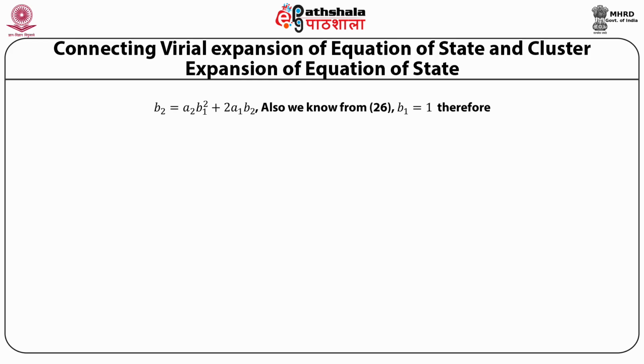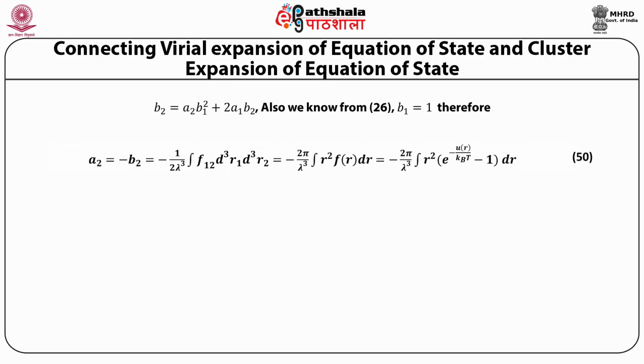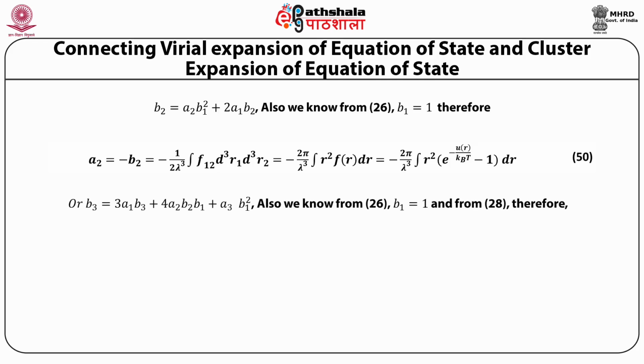Also we know from 26 that b1 is equal to 1, therefore a2 is equal to minus b2, which is equal to minus 1 upon 2 lambda cubed integral over f1 to d cubed r1 d cubed r2, which is equal to minus 2 pi upon lambda cubed integral of r squared f(r) dr, which is equal to minus 2 pi upon lambda cubed integral of r squared e raised to power minus u(r) upon kBT minus 1 into dr. And b3 is equal to 3 a1 b3 plus 4 a2 b2 b1 plus a3 b1 squared.